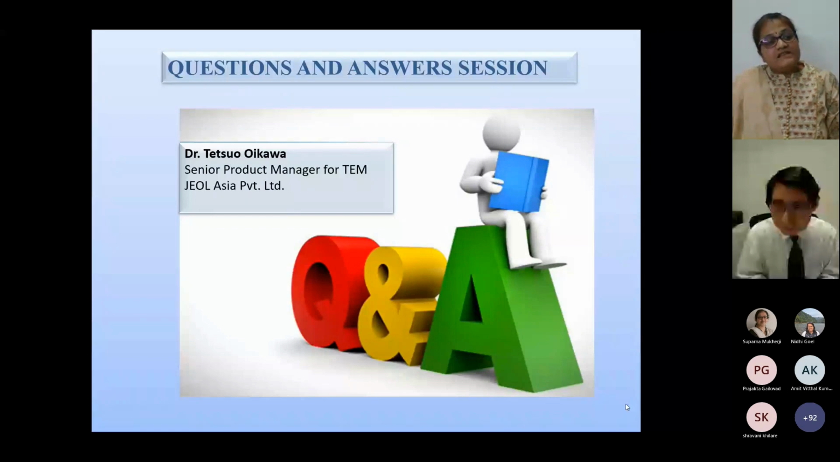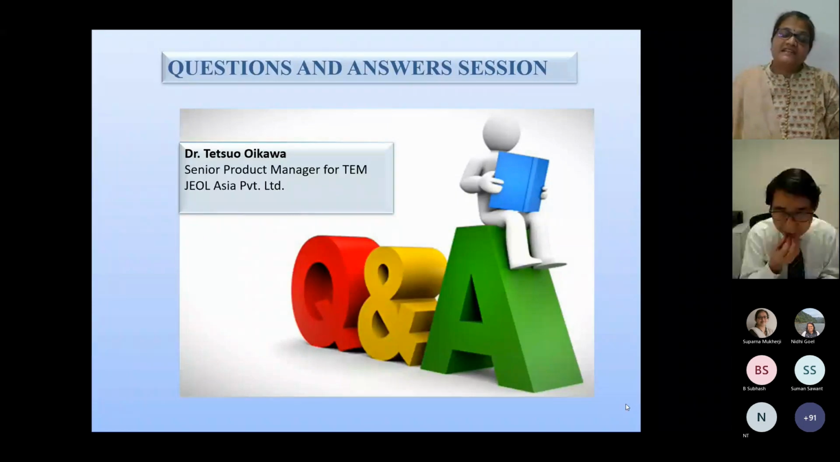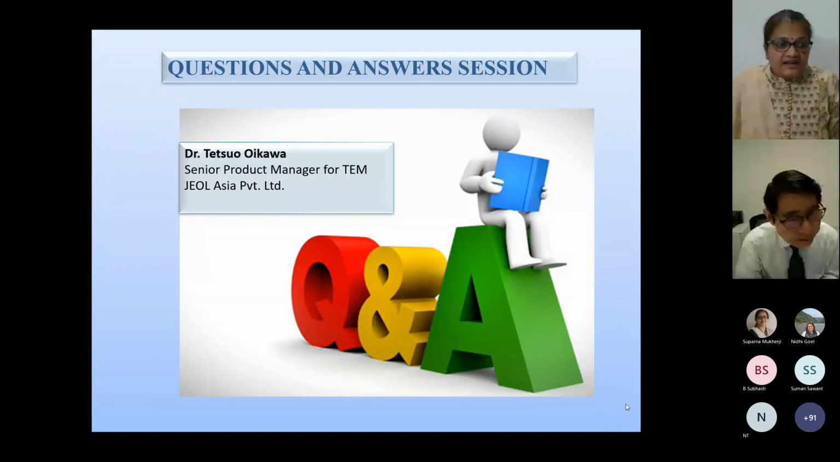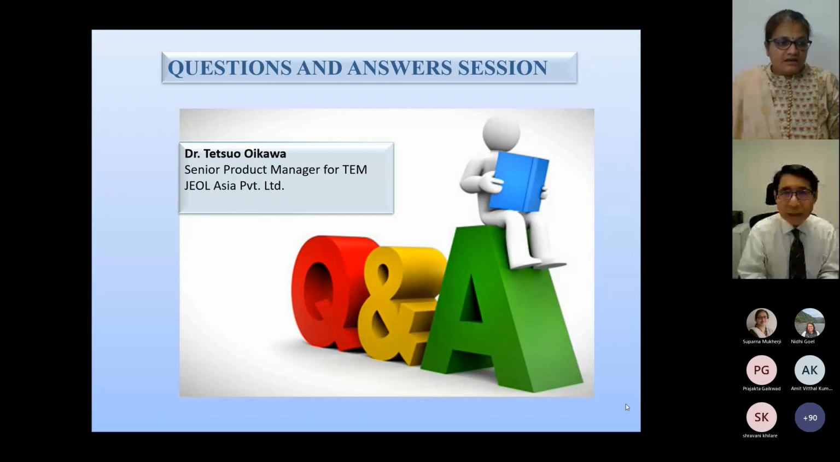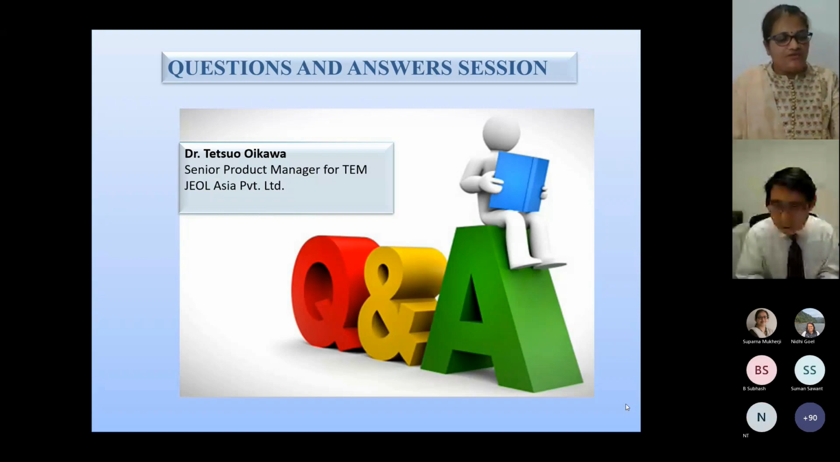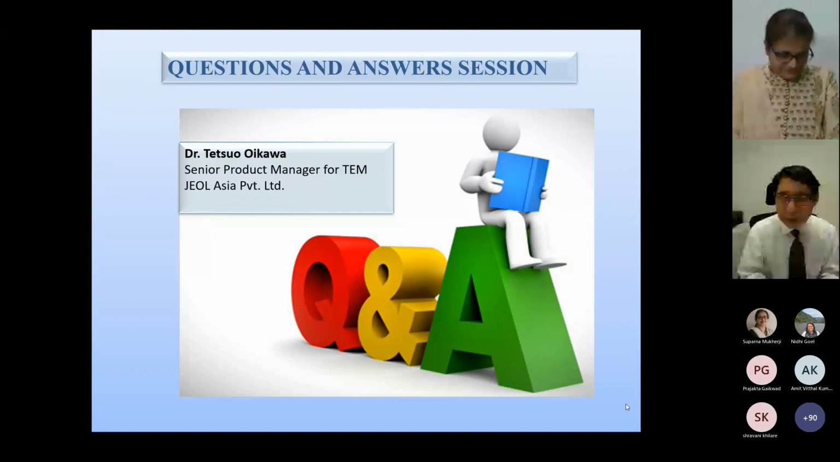Another question is, can the degree of turbostratic carbon present in the sample be quantified? Carbon. What is the degree of carbon? Does it have a definition, bonding structure or something? Quantification. Okay. Carbon concentration.